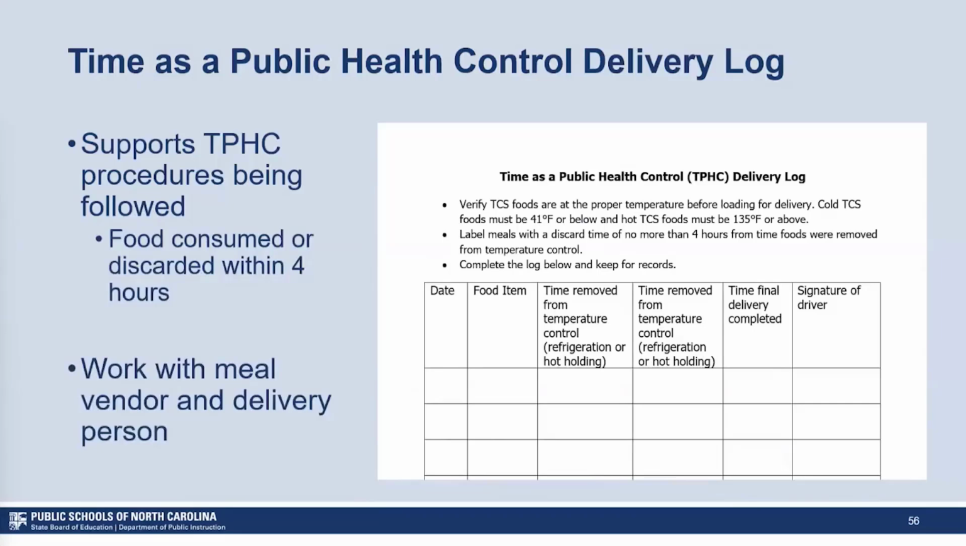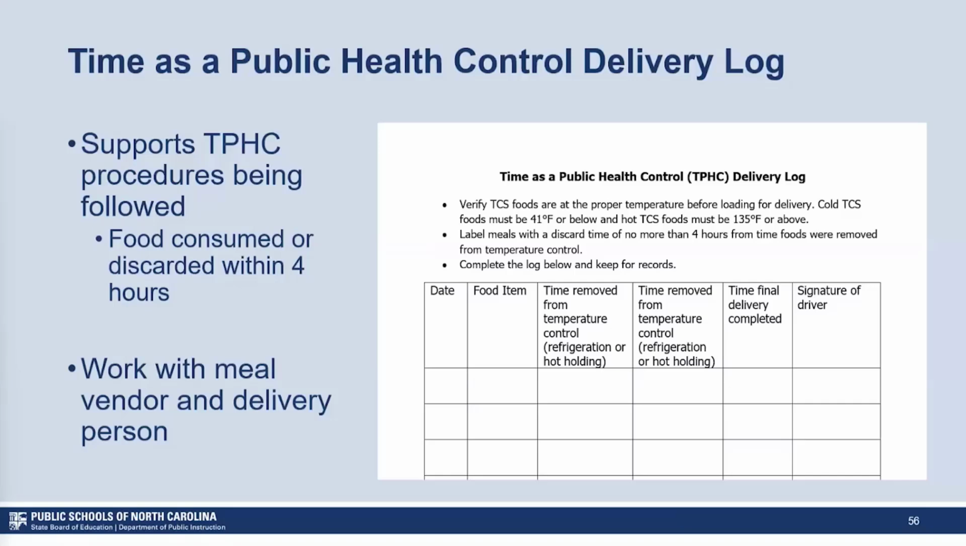This log here, the Time as a Public Health Control Delivery Log, is also one of the forms you'll find in the Part 5 forms section. This log template can help you provide documentation to ensure that you are following TPHC procedures and that food is being consumed or discarded within 4 hours of leaving temperature control. Do know there may be some overlap in documentation between this log, the daily transported meals receiving checklist, and the delivery ticket and/or production record. We are working to streamline all these materials for future use.